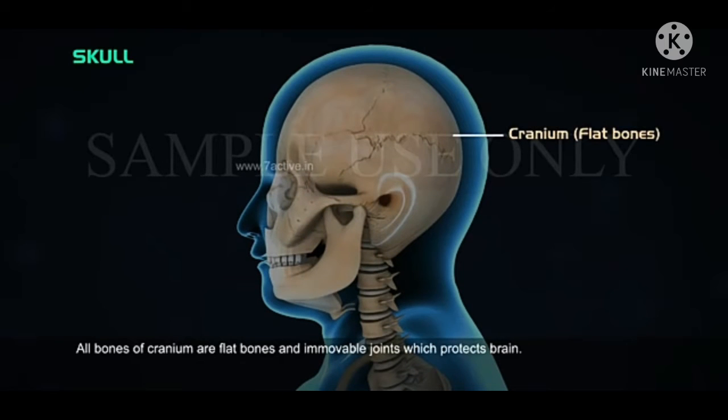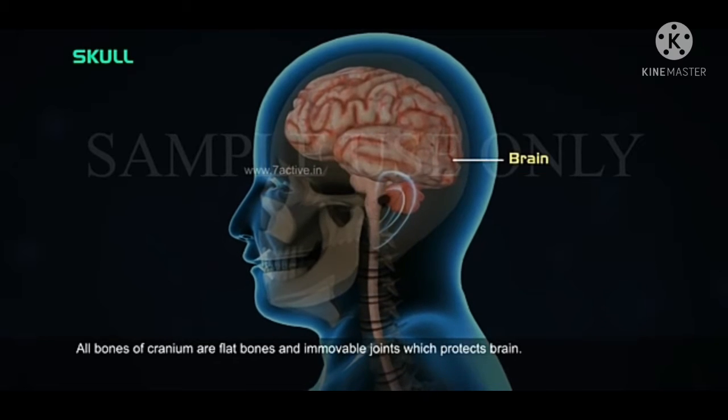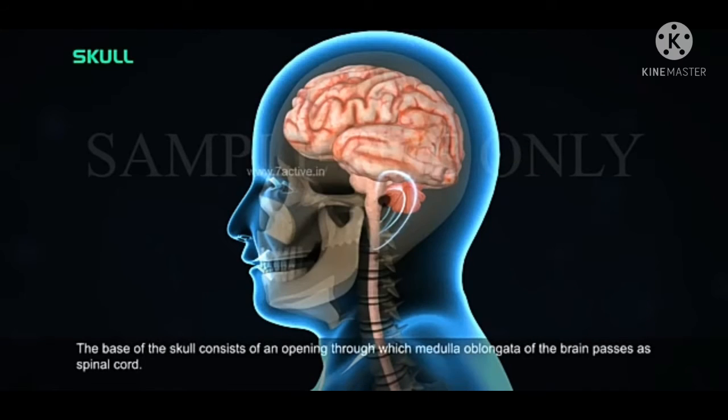All bones of the cranium are flat bones and immovable joints which protect the brain. The base of the skull consists of an opening through which the medulla oblongata of the brain passes as the spinal cord.